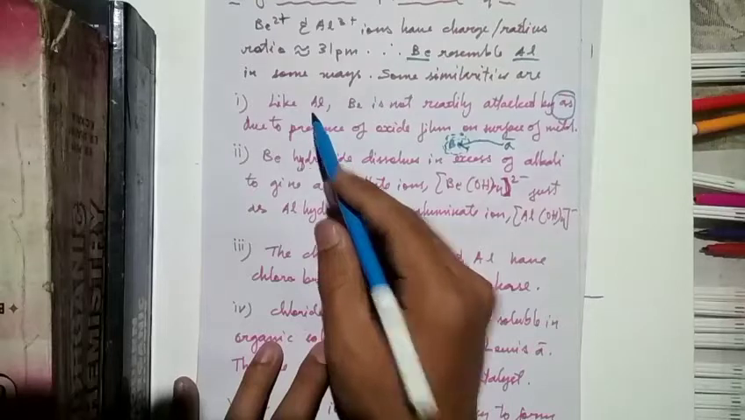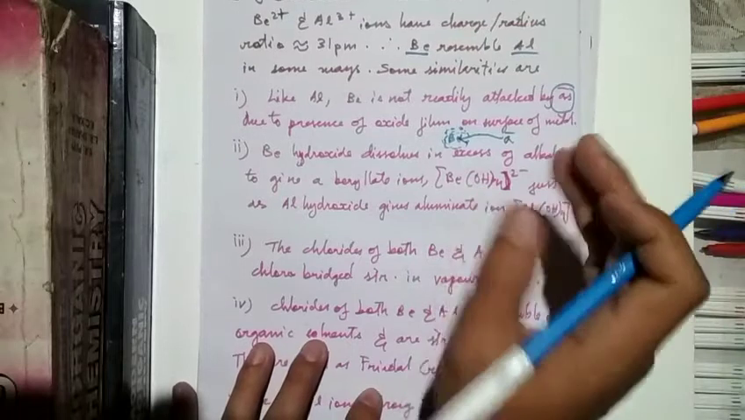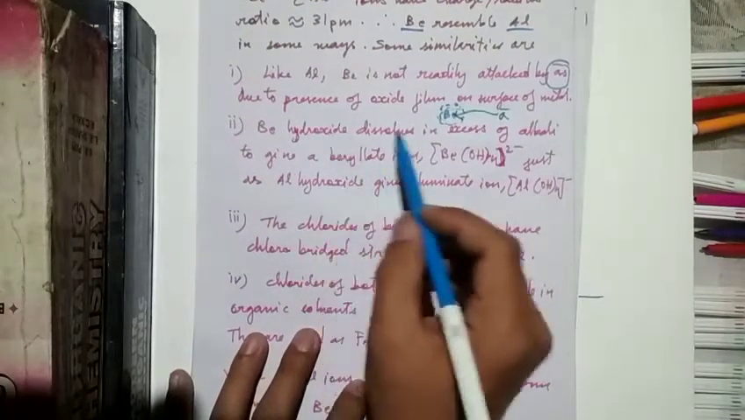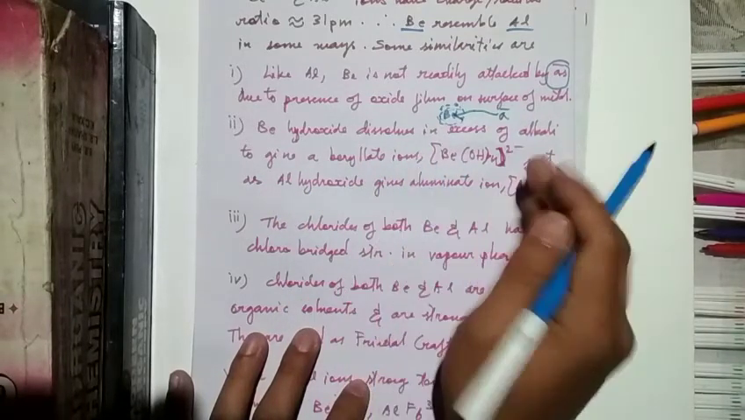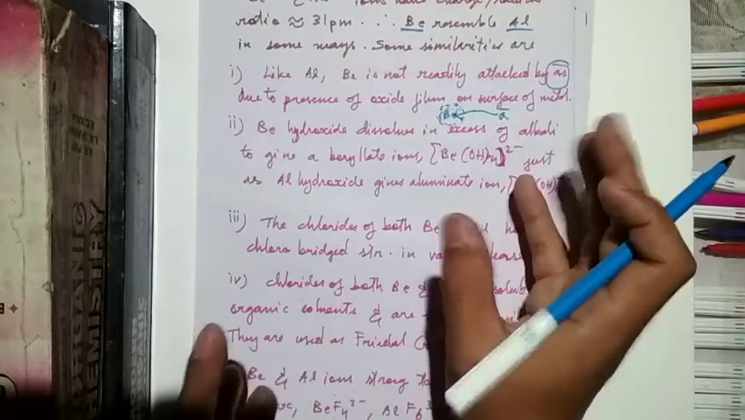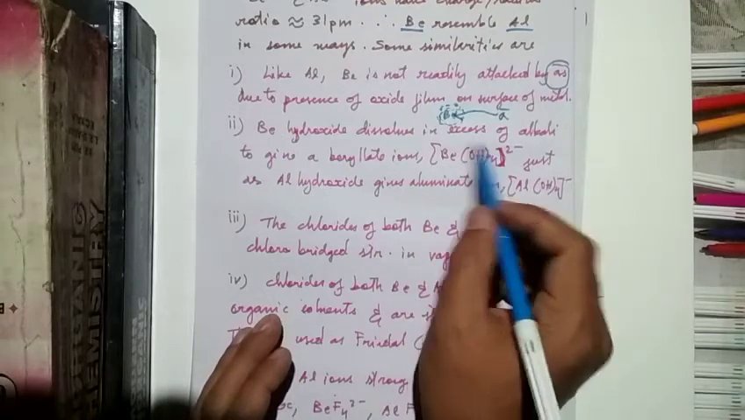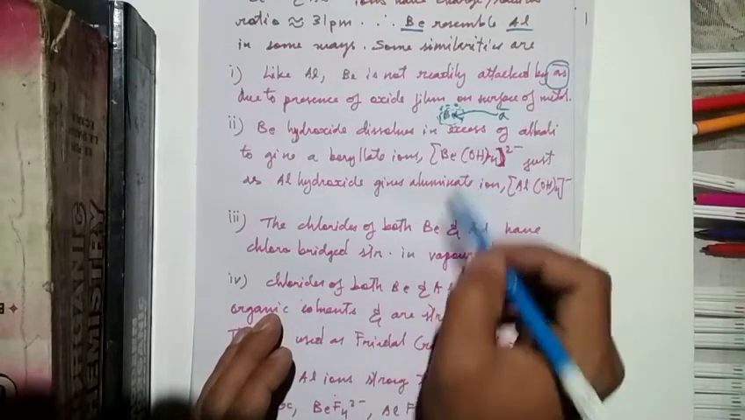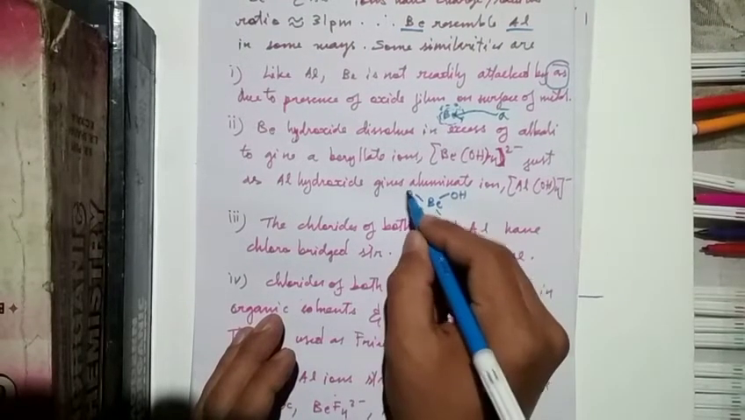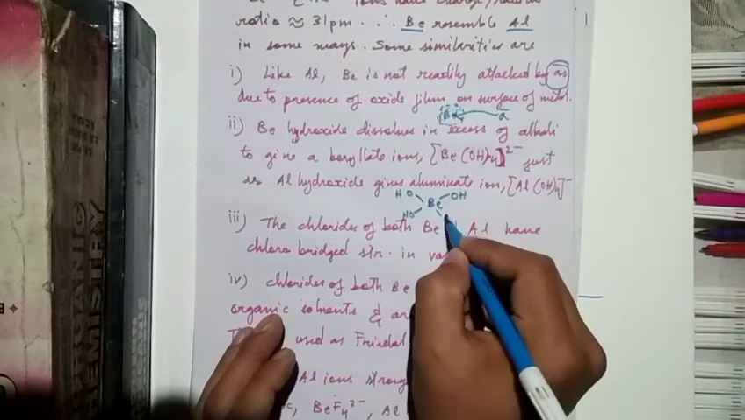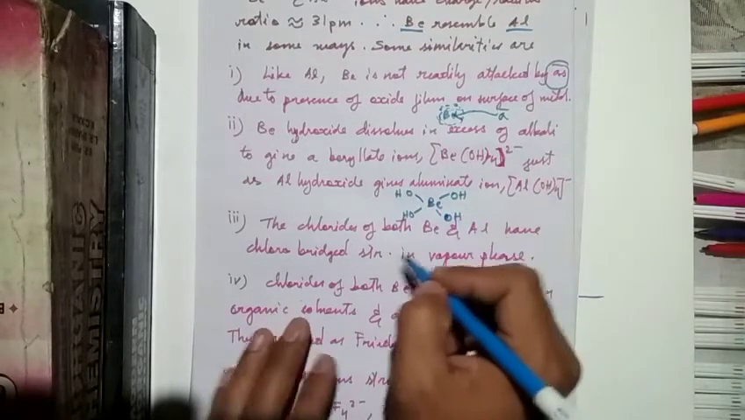So in the same way, aluminum shows this oxide film, and both are not readily attacked by acids. Beryllium hydroxide dissolves in excess of alkali to give beryllate ions. So in excess alkali solution, it forms beryllate ions, Be(OH)4. Notice here, it will form up to 4 bonds, so that means 4 OH will be here. Like we have discussed, it has coordination number 4, up to 4 bonds.